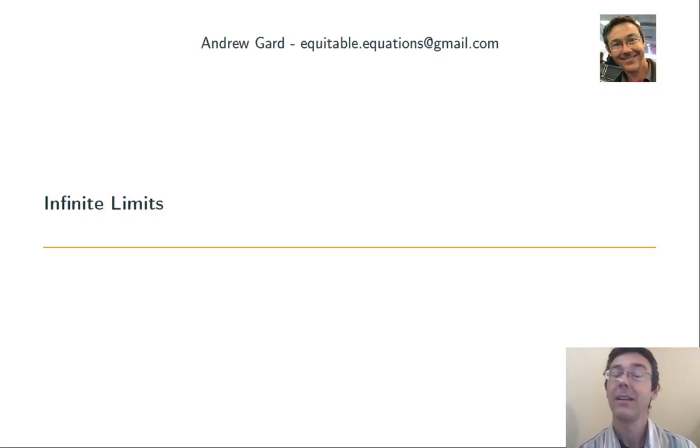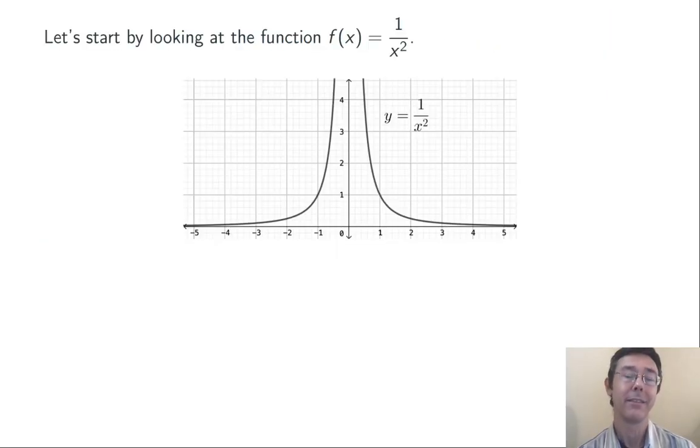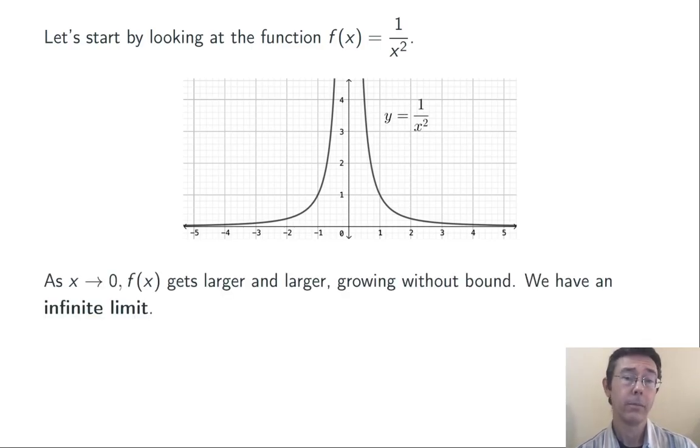Hey everybody. Today we're talking about infinite limits. Let's start by looking at the function f of x equals 1 over x squared. Now, obviously, x equals 0 is not in the domain of this function. We can't divide by 0. What about the limit as x goes to 0?